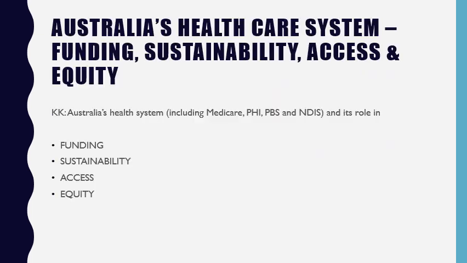Okay, so this is the hard part. All right. Australia's healthcare system, we're looking at funding, sustainability, access and equity. They're some of the most important parts of our health system. Okay, I've got some small ways for you to do this.